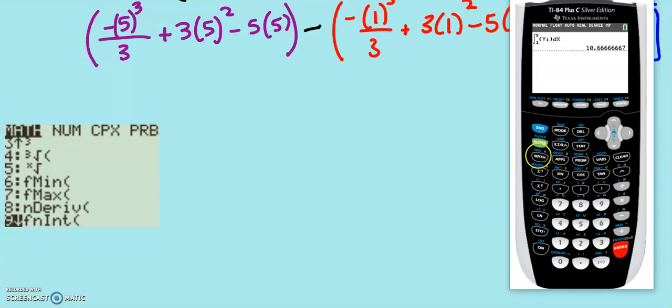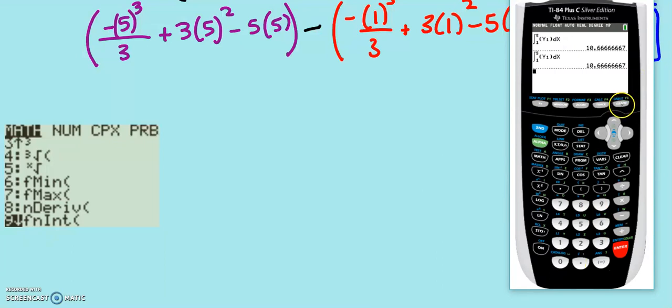Another way to get there is to do Math 9. We are going from 1 till 5, and I can go to variables, y variables, function, y1. Okay, there it is. With respect to x, I get 10 2/3.